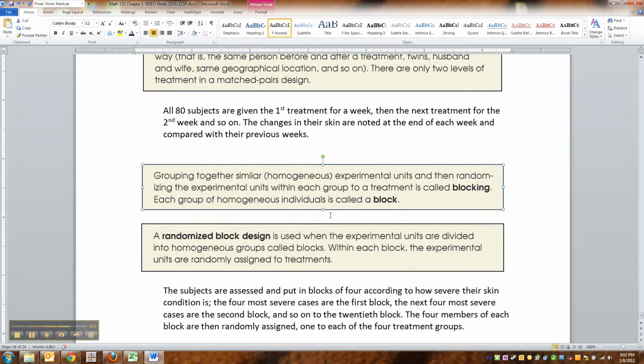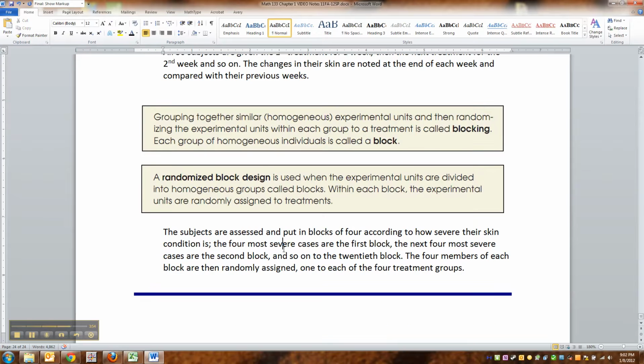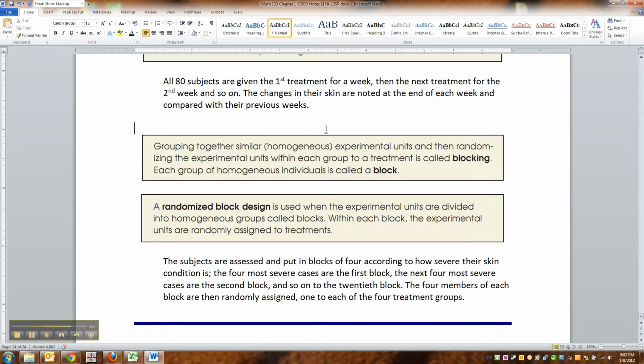Grouping together similar, homogeneous experimental units and then randomizing experimental units within each group is called blocking, right? So if you grab a group of homogeneous people, that's called a block. So we get a whole bunch of 16-year-old females, then a whole bunch of 16-year-old males, then a whole bunch of 17-year-old females, and a whole bunch of 17-year-old males. And you can also further block them by race and income. Then you can randomly get some from each of those groups and put them all through your little SAT prep thing and see, was your test prep really effective?